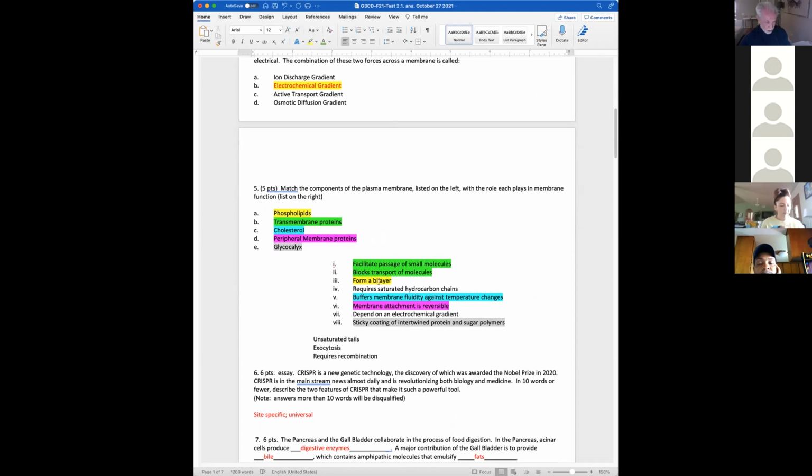But some of you answered that it blocks the transport of molecules. And in fact, that's not untrue. It's not the best answer, but I gave credit for that. You said it blocks transport of molecules. Okay.